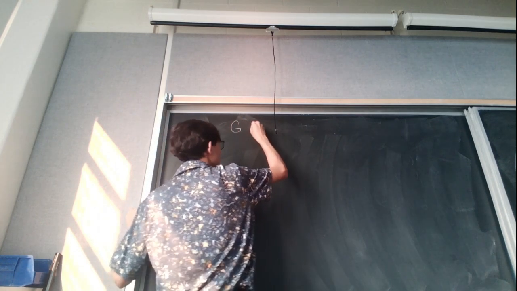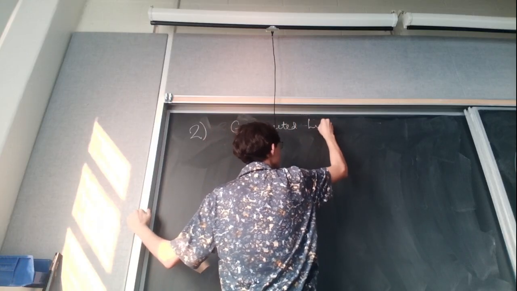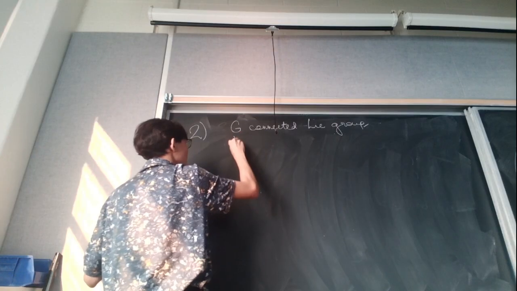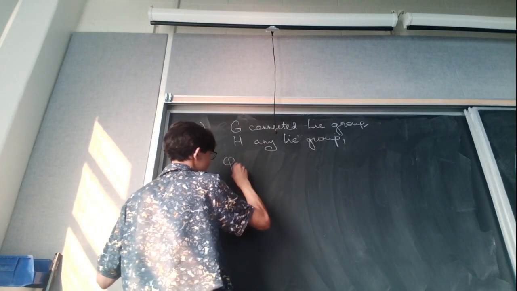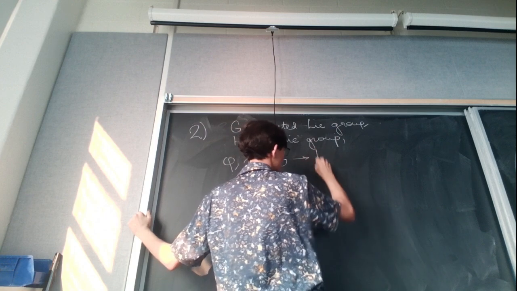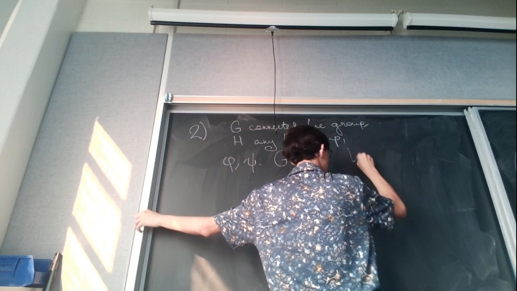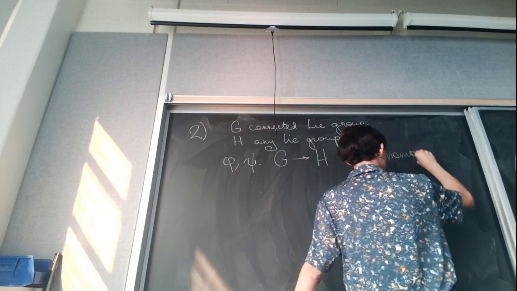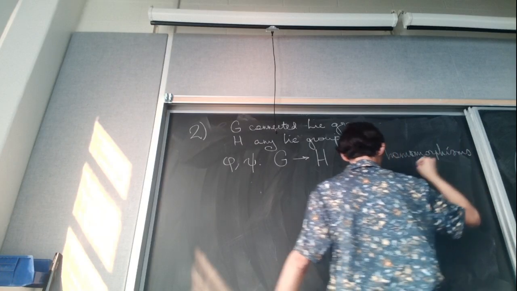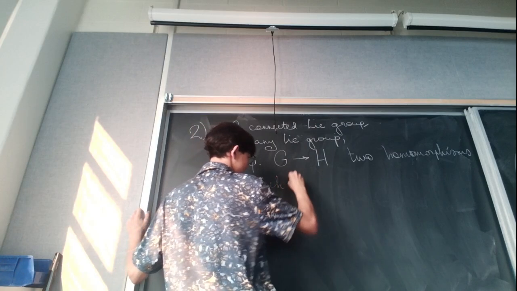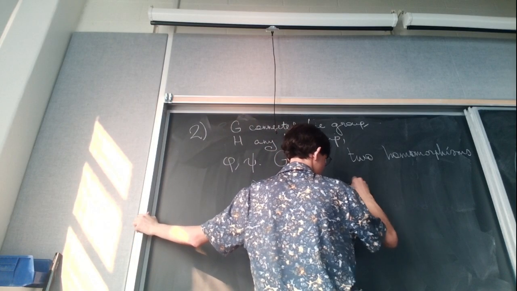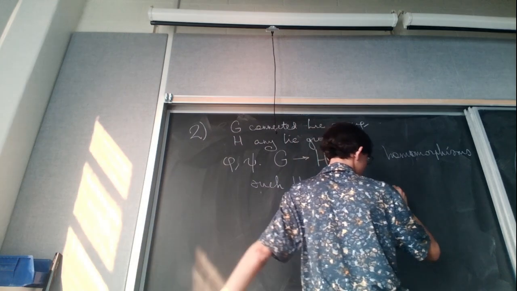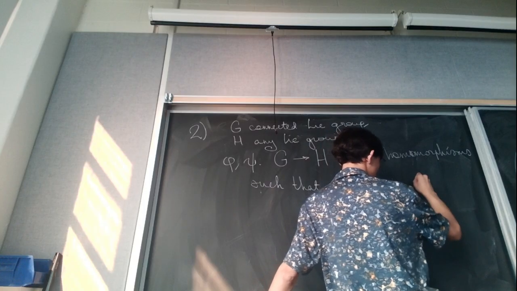if G is a connected Lie group and H is any Lie group, and you have two homomorphisms φ and ψ such that they agree to first order at the identity. So dφ at e and dψ at e are the same.